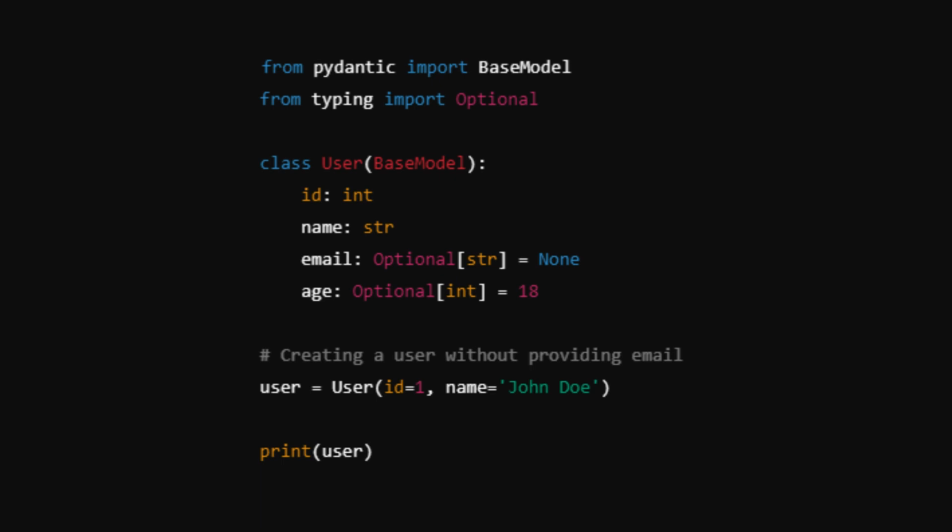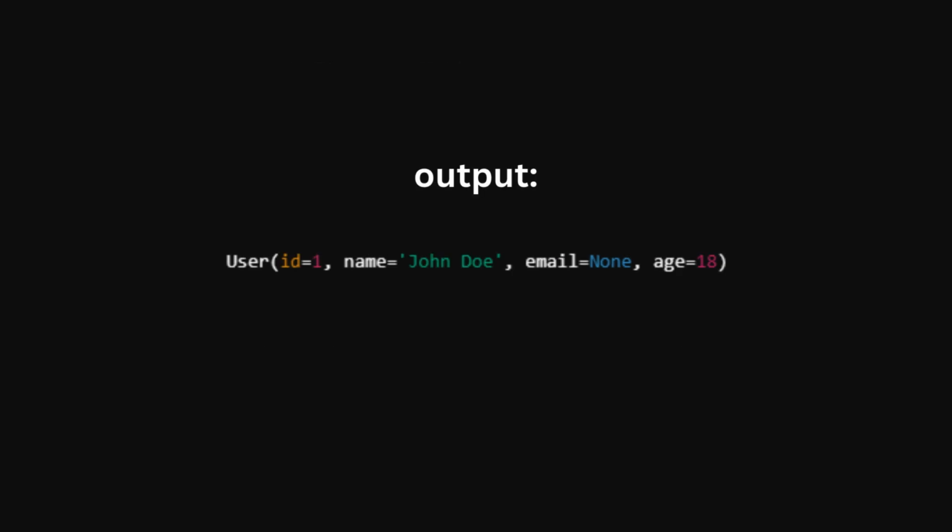In this example, we create a user instance without providing an email address. So Pydantic will automatically set email to None and use the default value for age, which is 18, as we said. And so here, as you can see, the user is created successfully with the email set to None and the age set to 18. So Pydantic handles the missing data for us, which makes your models more flexible and forgiving when certain fields are not provided.